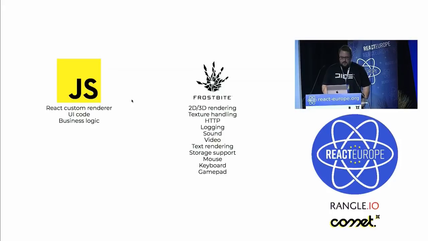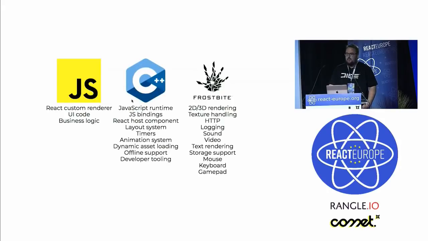But there's something missing, right? Frostbite doesn't support React or JavaScript. So we needed to make our own browser, which is a pretty bad idea in general. Because we need a JavaScript runtime, we need JS bindings for all the APIs inside Frostbite. We need to create a React host component that can render on the screen. We need the layout system. We use Yoga, the same as React Native.